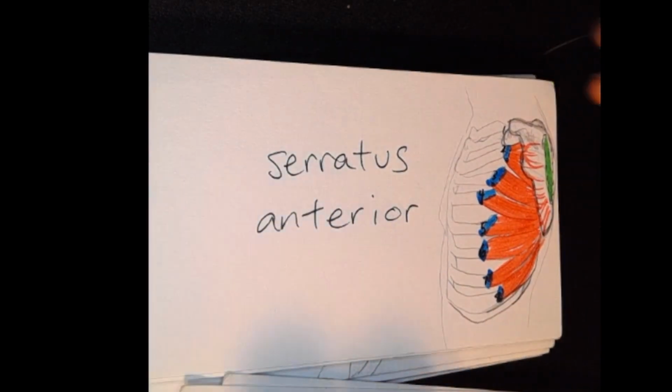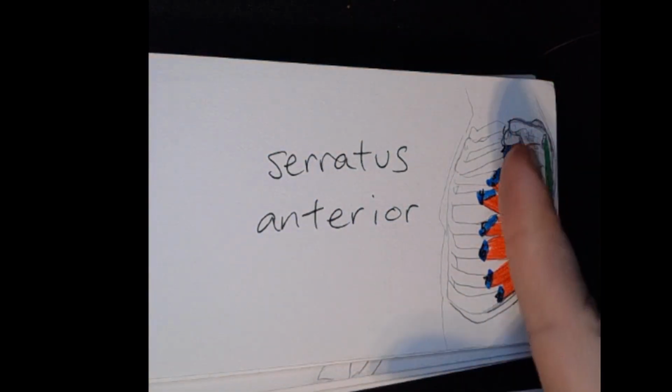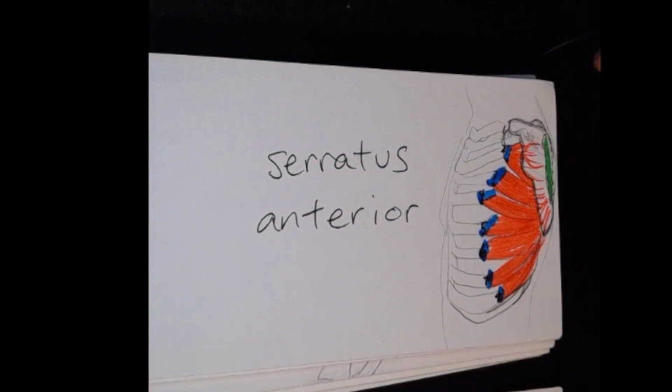Serratus anterior. Origin: lateral surface of the upper 8 ribs. Insertion: vertebral border of the scapula, anterior surface. Action: scapular protraction and upward rotation. Innervation: long thoracic nerve.